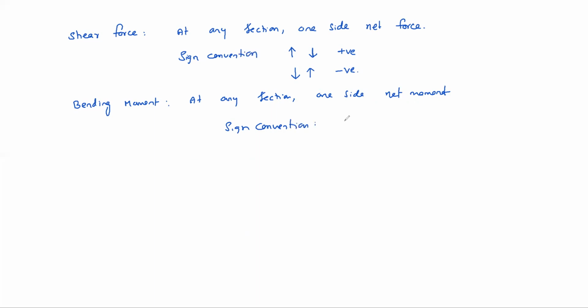Okay, the sign convention is for sagging moment. To get a sagging moment, you need to apply moments like this: left clockwise, right anti-clockwise. This is positive. The opposite is a hogging moment, which is negative. That means left anti-clockwise, right clockwise is a negative moment. This is called sagging, and this is called hogging. So at any section, you can find shear force and bending moment according to this sign convention.